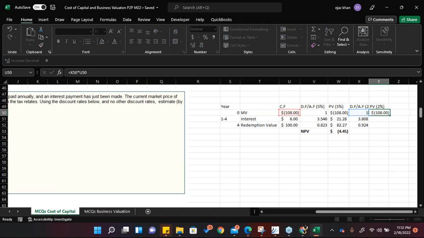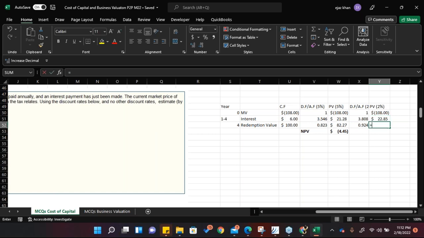1 × 108. Now, 3.8 × 6. Now, most of the students, they may make a mistake in exam pressure by just simply multiplying this rate with the discounted cash flow. Do not multiply it with the discounted cash flow. You have to multiply this annuity factor with this cash flow to find out the present value. 1924 × 100. That's it. And let us now calculate NPV. Now it's positive, 7.73.